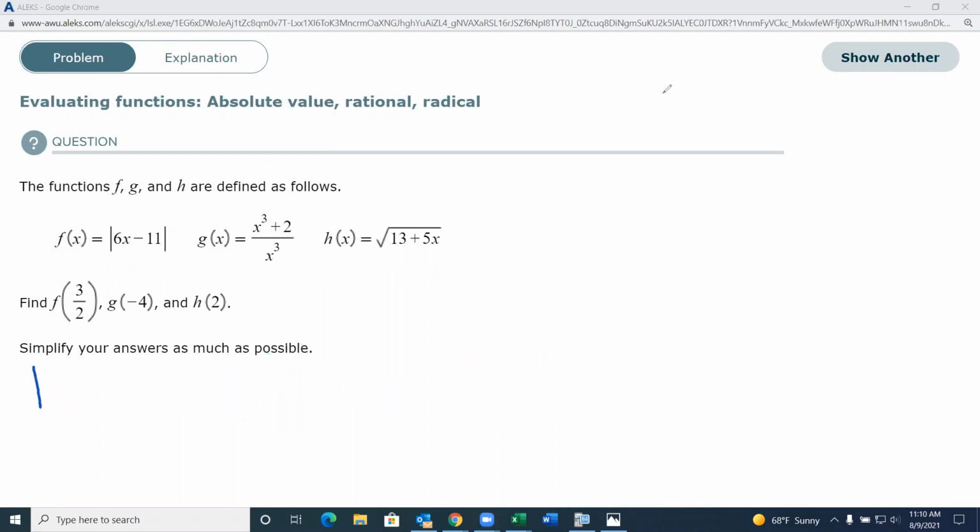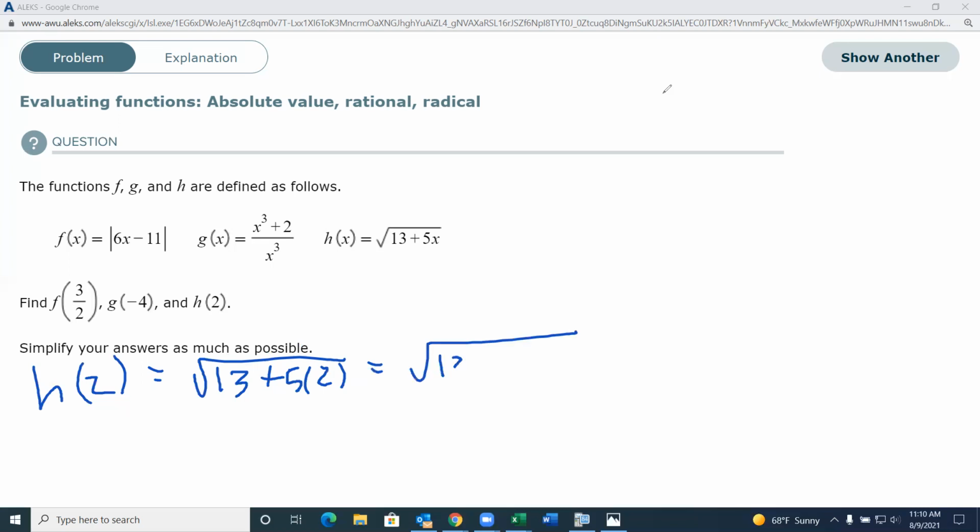Okay, let's do the last one. All right, h of 2. So we'll go to the h function, replace the x with 2, and it doesn't really simplify any further, so that looks pretty good. Yeah, that's how we do it.